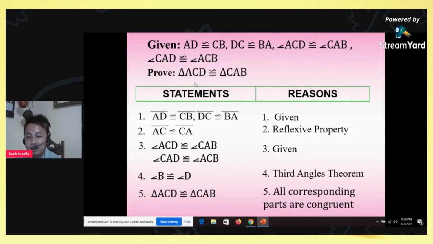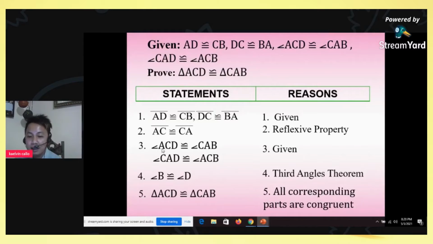So the first statement would be side AD is congruent to side CB, side DC is congruent to side BA. That is given. Next, side AC is congruent to side CA. You just imagine the figure. That is because of reflexive property.